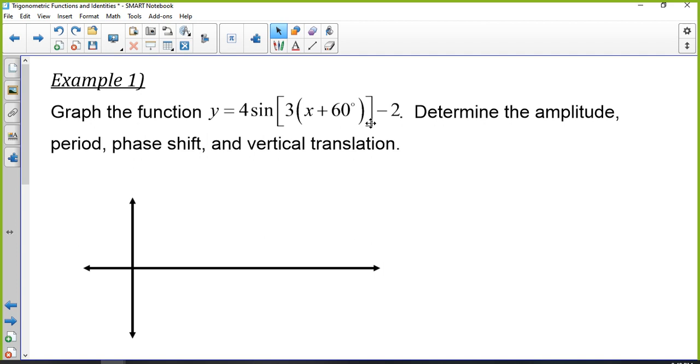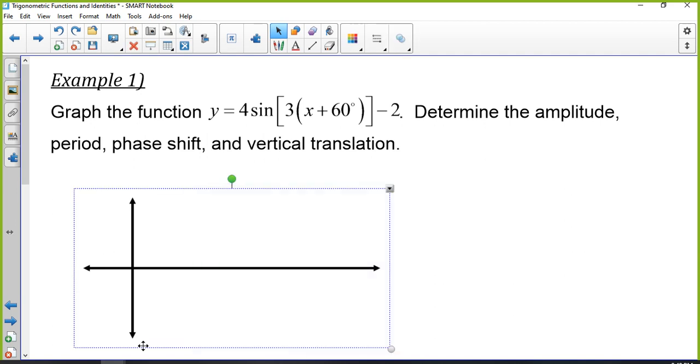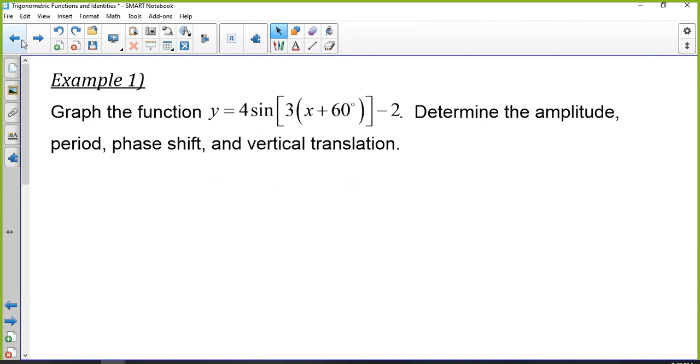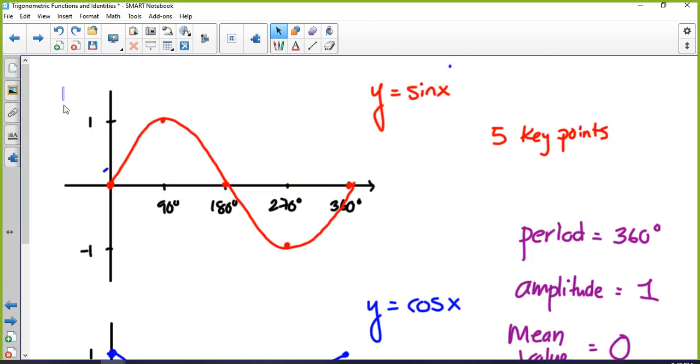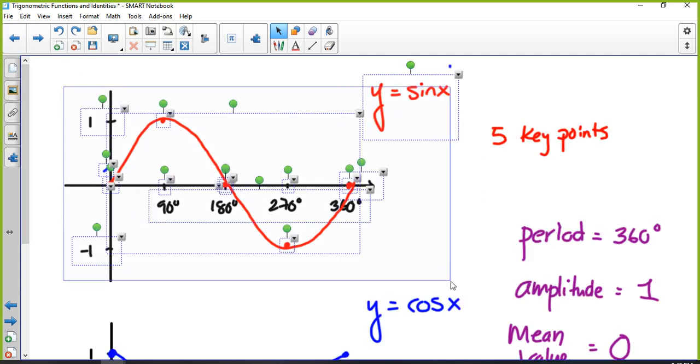Now, since we just learned about parameters of transformation and using mapping rules to help us take the original points of a parent function and change them to the transformed points, that's the method that I'm going to show you. Before we do that, what we need to have is our base function. Our base function here is going to be y equals sine x. And if you remember, this is what y equals sine x looks like.